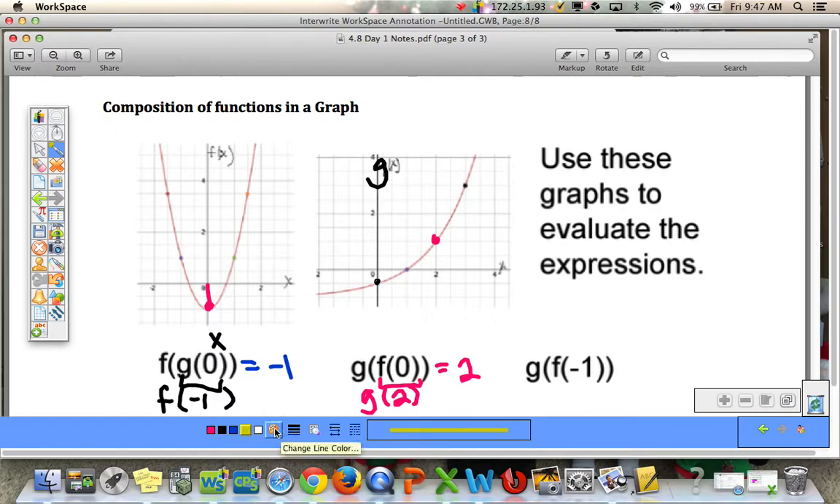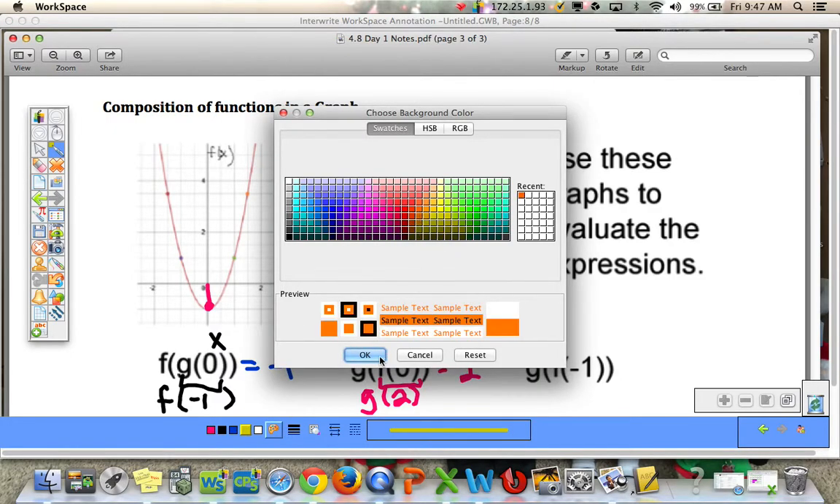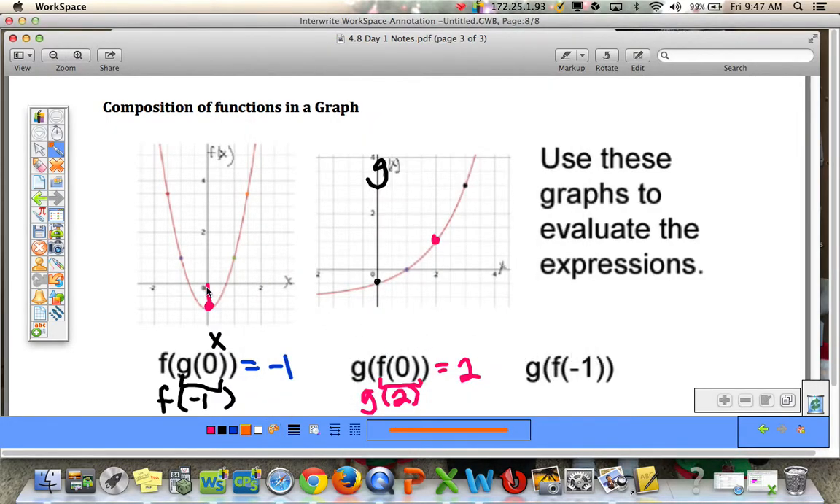And the last one, let me pick a different color here. Let's do orange. G of f of negative 1. All right, f of negative 1. When x is negative 1, the answer is negative 1. G of negative 1, the answer is, oh, it's a decimal. So here it's about negative 1.4, I would say. So a composition is using the answer for the inside function to find the answer for the outside function.